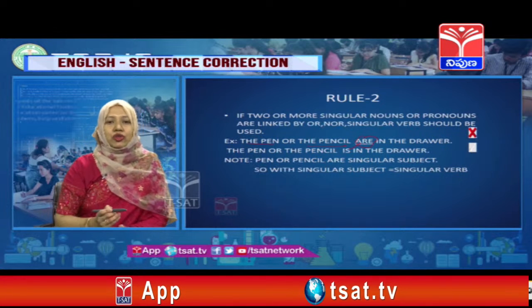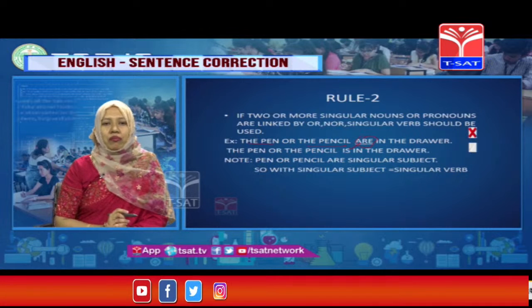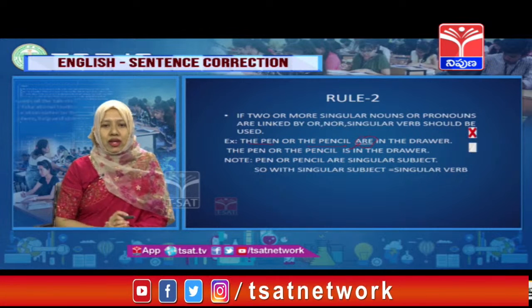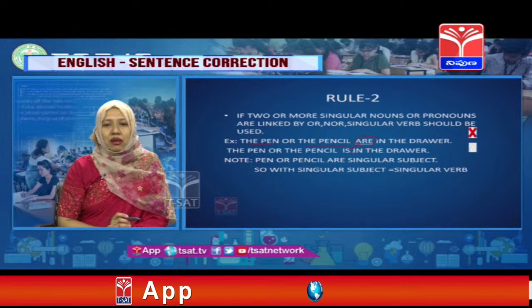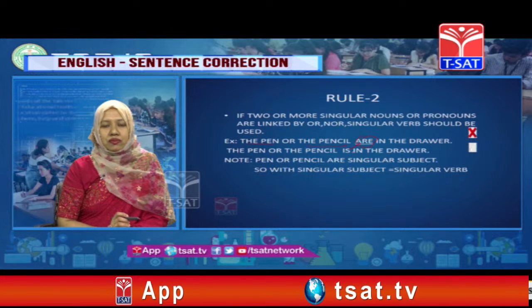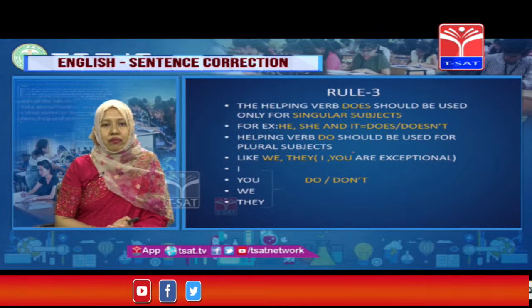Here the helping verb should be "is", because we are talking about either the pen or the pencil, not both of the things. So always remember, with a singular subject, a singular verb, and with a plural subject, a plural verb should be used. I hope you have understood this rule. Moving on to the next rule, rule number 3.